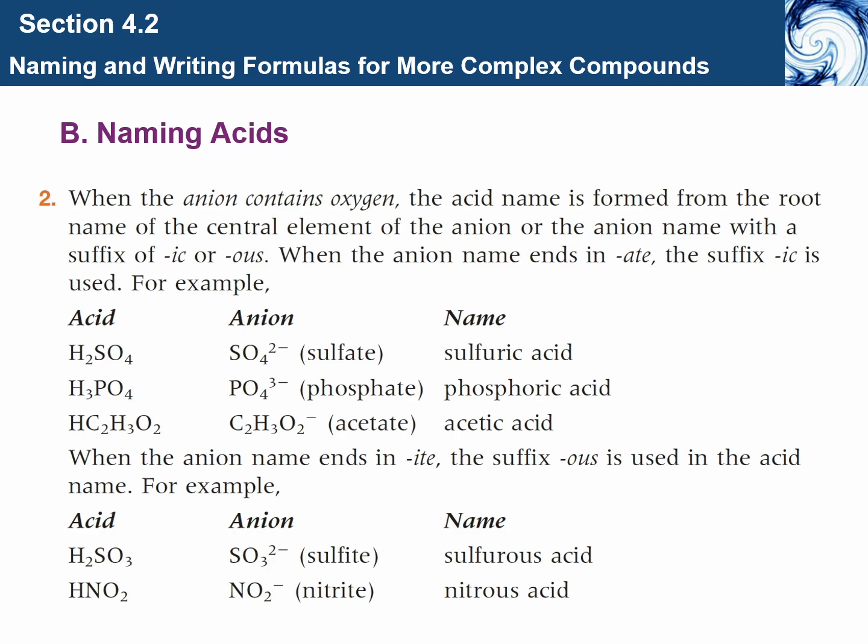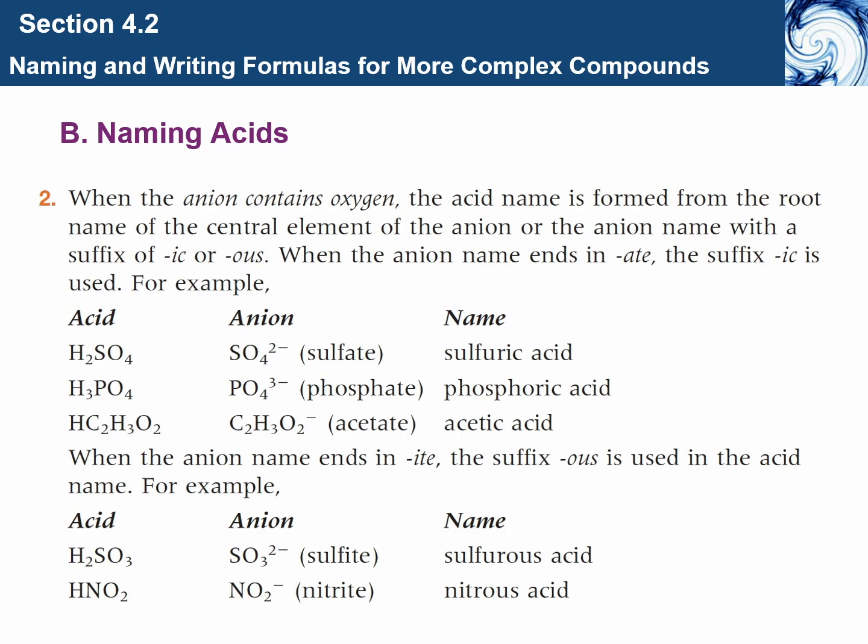If the anion name ends in ite, it changes to ous in the acid. So sulfite becomes sulfurous acid, and nitrite becomes nitrous acid. The central element or anion root remains recognizable, so we still know it, but the ending changes. A useful way to remember the pattern is ate becomes ic, while ite becomes ous. Always begin by identifying whether oxygen is present in the anion because it determines whether the hydro rule is used or if the oxygen-containing acid rule is used.